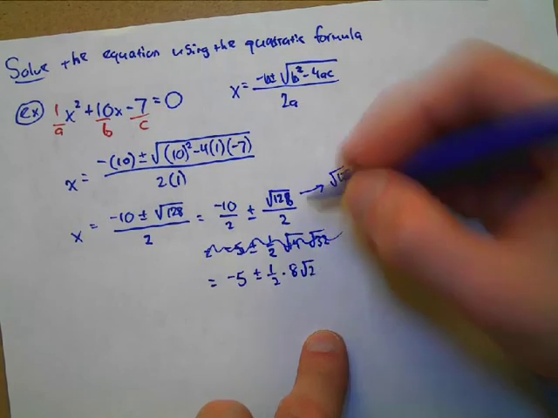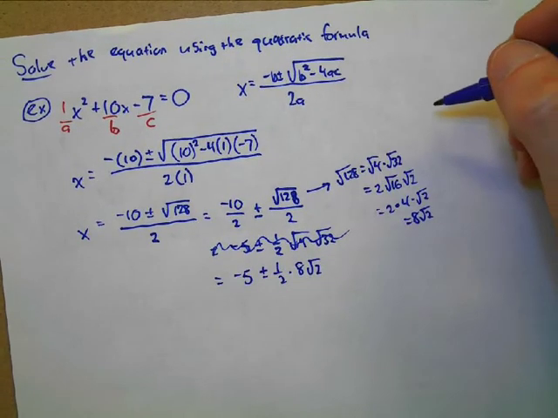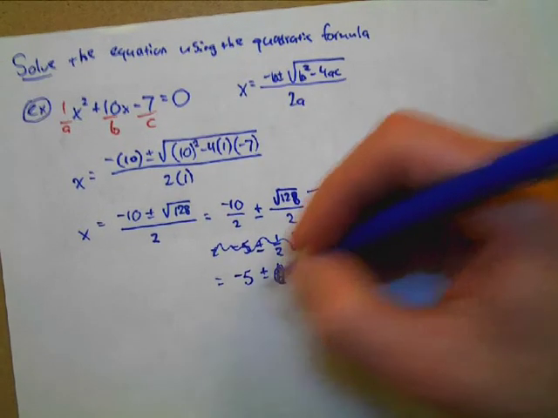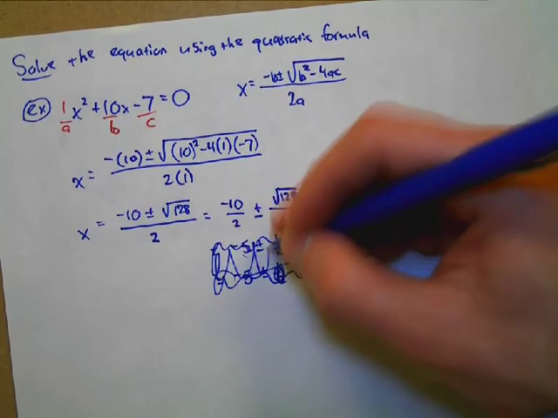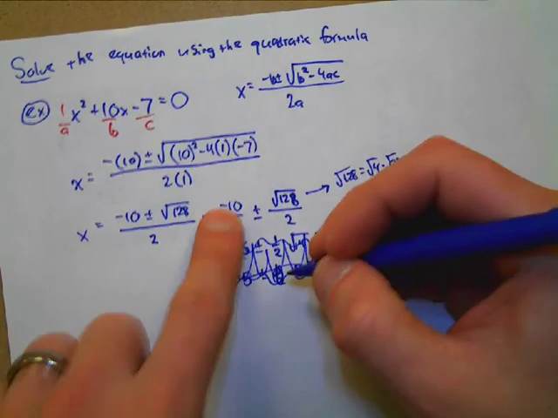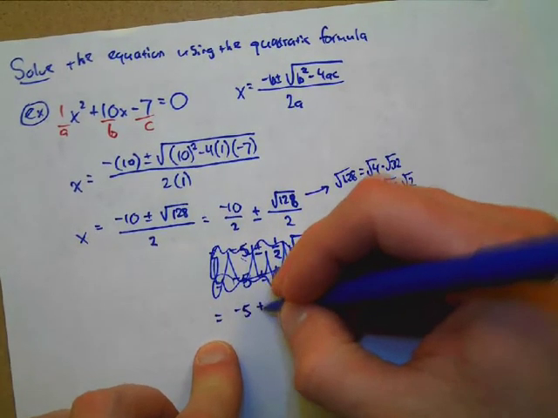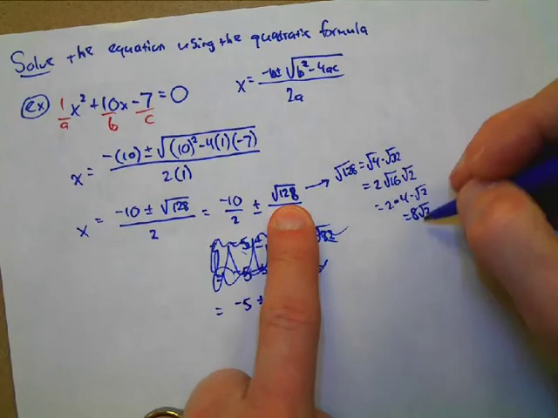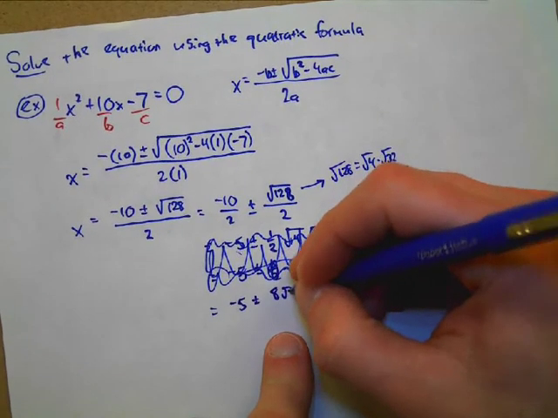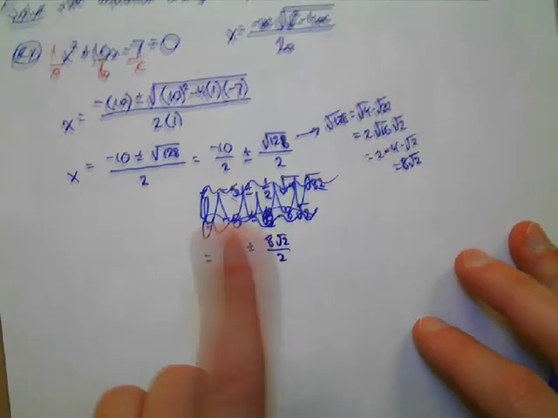So again, maybe I should do it this way. Shoot, I'm sorry. I think I'm making this more confusing than I need to. Negative 10 divided by 2 is negative 5. Okay? The root 128 we simplify to be 8 square root of 2 over 2. Just like that.